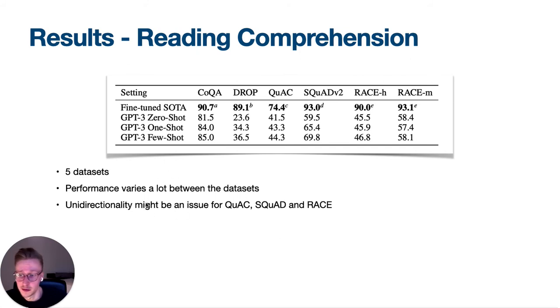And I read a lot of comments online that this could be caused by the unidirectionality of GPT-3. As we already said in the model architecture part, models such as BERT are bidirectional. So it could be beneficial for tasks like reading comprehension to have the context from both sides and not only read it from left to right. So that's why it maybe performs so badly on those datasets.